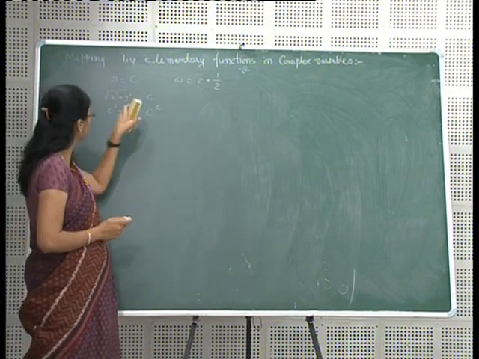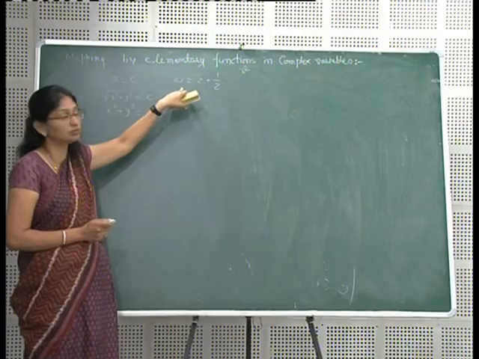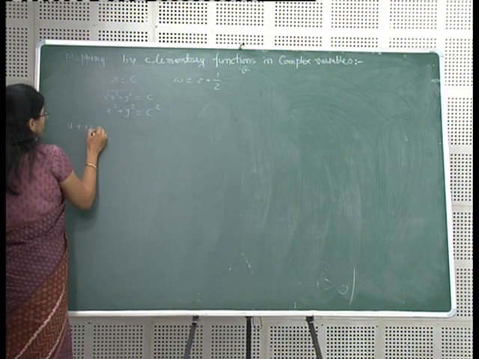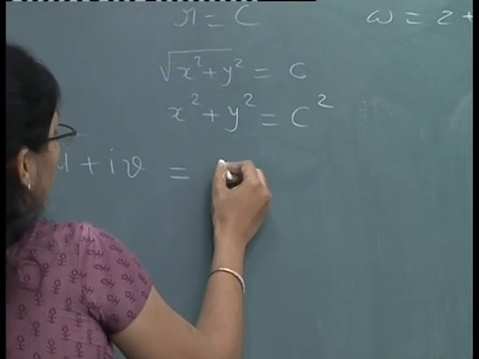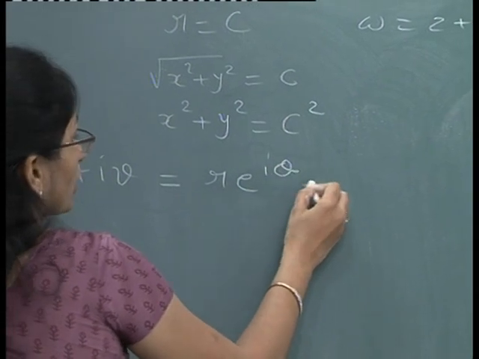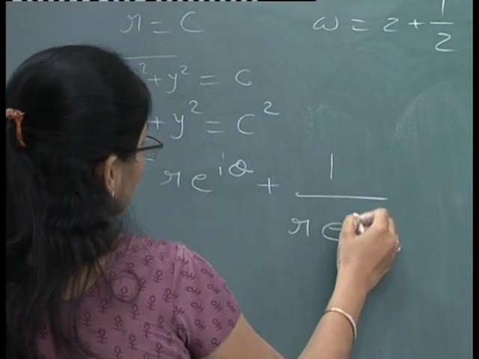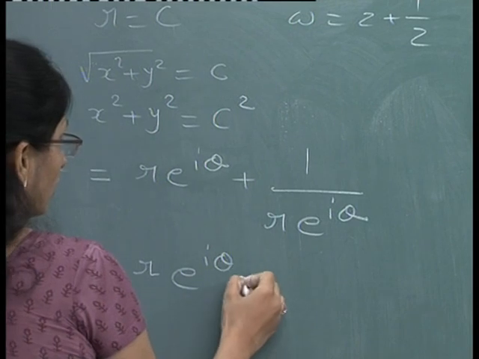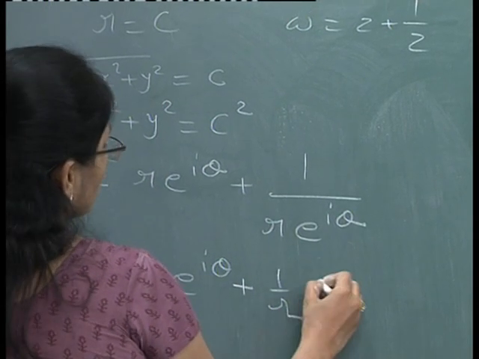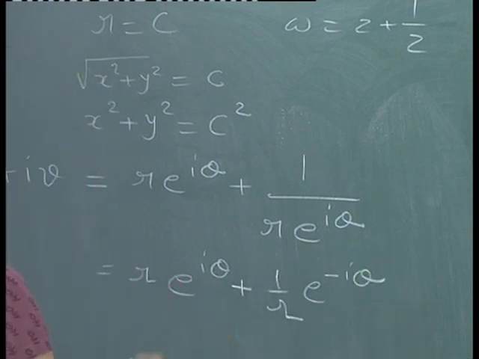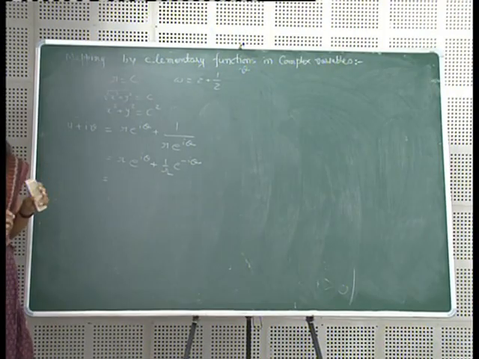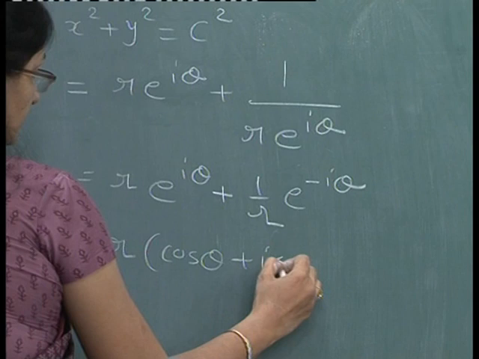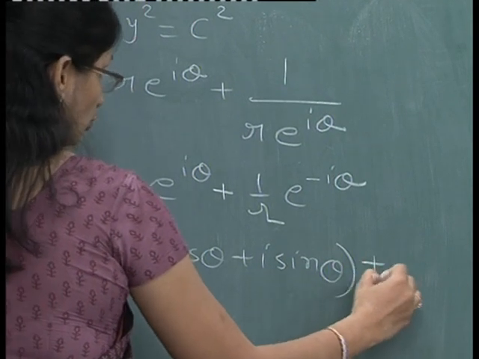Now we want to find the image of this circle under the transformation w is equal to z plus 1 upon z. So let w equal u plus iv, and take z equal to r e raised to i theta. So 1 upon z is 1 upon r e raised to i theta. So we can write this as r e raised to i theta plus 1 upon r e raised to minus i theta. Now e raised to i theta is cos theta plus i sin theta, so it is r (cos theta plus i sin theta) plus 1 upon r.